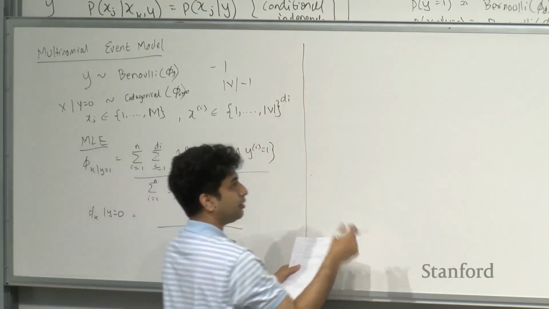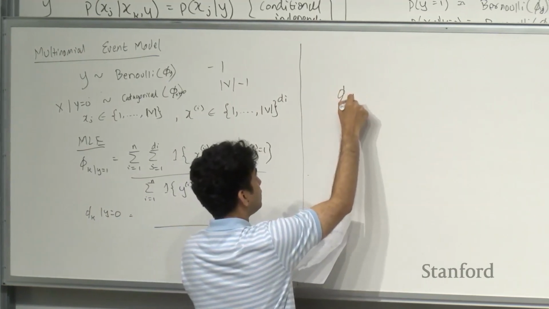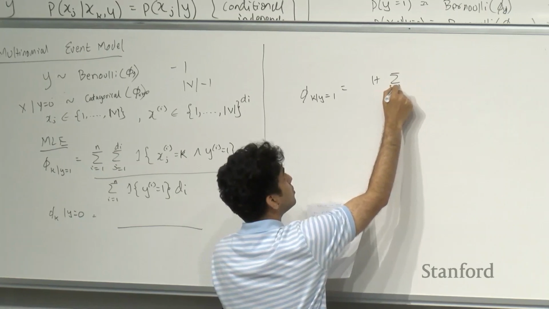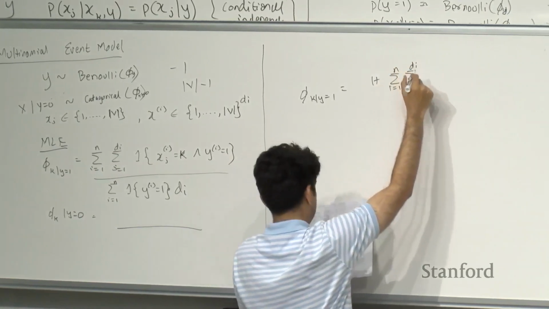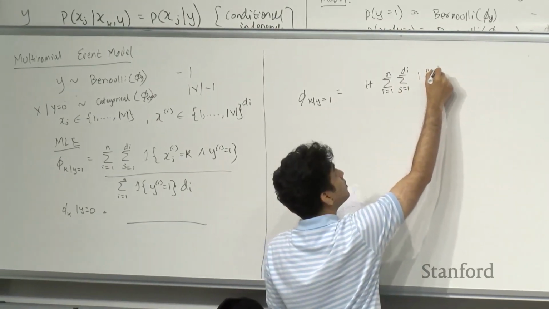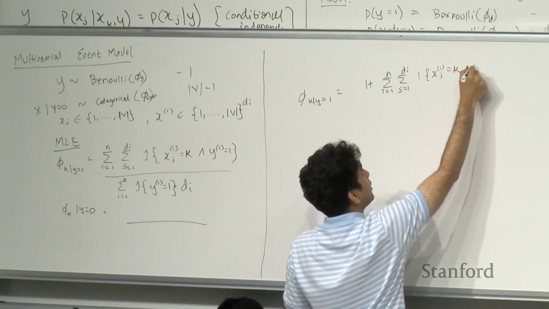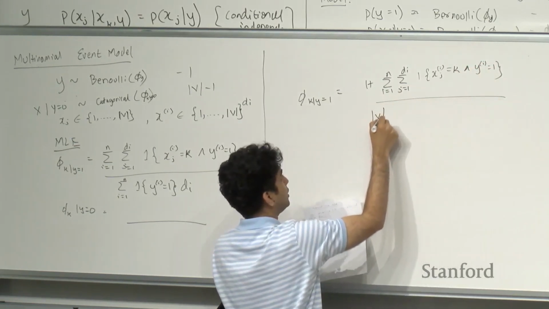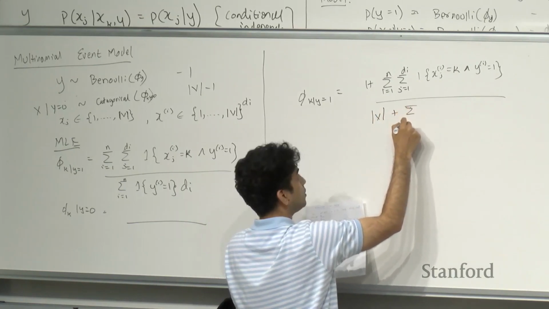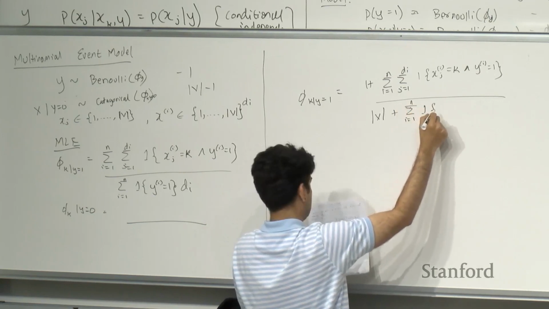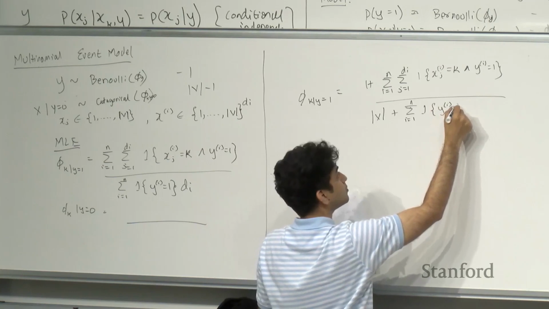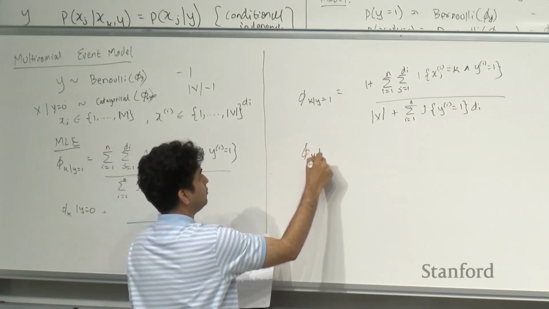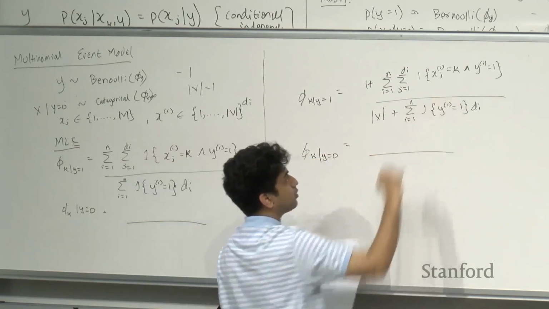I'm going to write out the Laplace smoothed version and then give some more intuitions about this. Phi k given y equals 1 equals 1 plus the sum over i equals 1 to n, j equals 1 to d_i, of the indicator that x_ij equals k and y_i equals 1, divided by the vocabulary size plus the sum of the lengths. Similarly, you have phi k given y equals 0, a similar thing, just replace y equals 1 with 0.